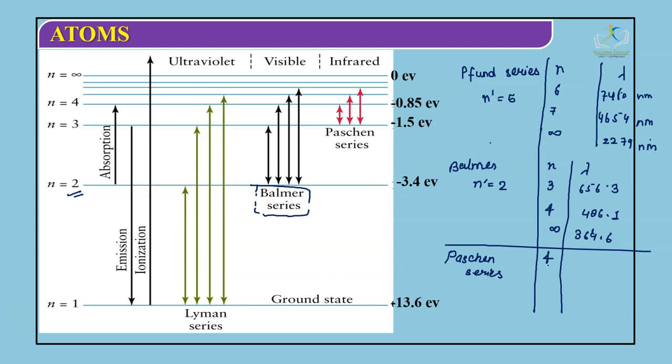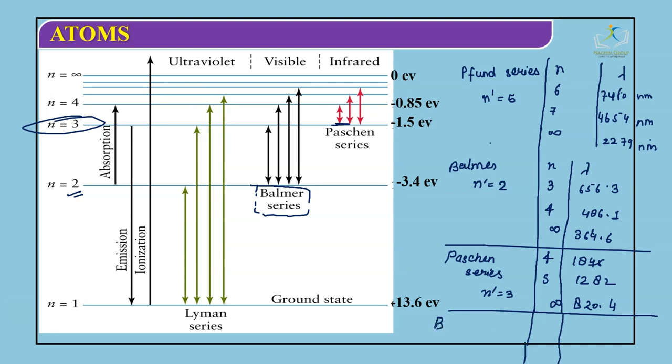for Paschen series, as we can see, n starts from 3. So if n prime is equal to 3, n will be 4. If so, 1875. If this is infinite, then 820.4. This value we receive. Like the Brackett series, we can calculate it also.